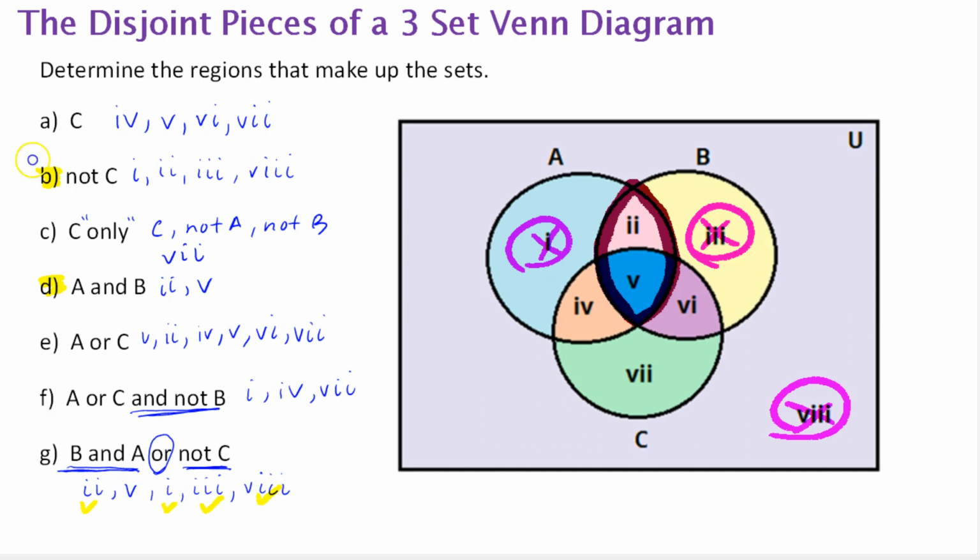Actually, I'm going to change colors again for A and B. And for A and B, we need 2 and 5. Okay. So we already had 2, but we also have to add 5 to our list. Okay. So that's another way to approach this problem, is to find these 2 regions or subsets and then combine them using OR.